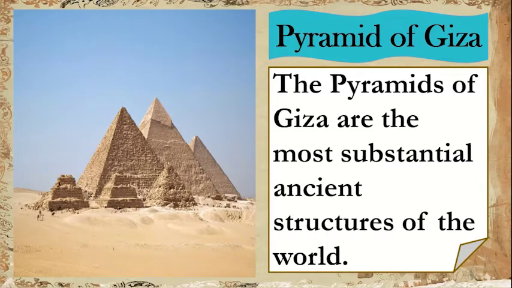The pyramids of Giza are the most substantial ancient structures of the world. The 3 pyramids are the funerary structures of the 3 kings of the 4th dynasty from 2575 to 2465 BC. These pyramids were made highly confusing and with many tunnels to create confusion for grave robbers.